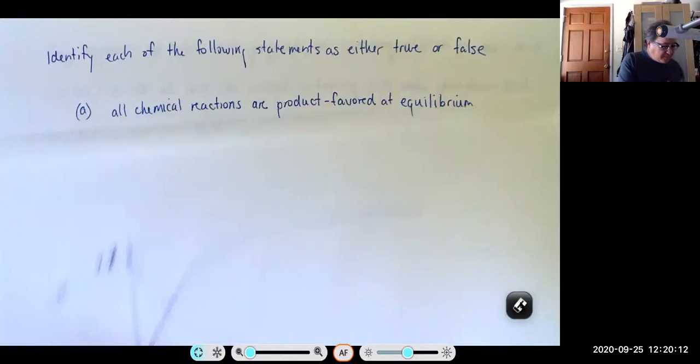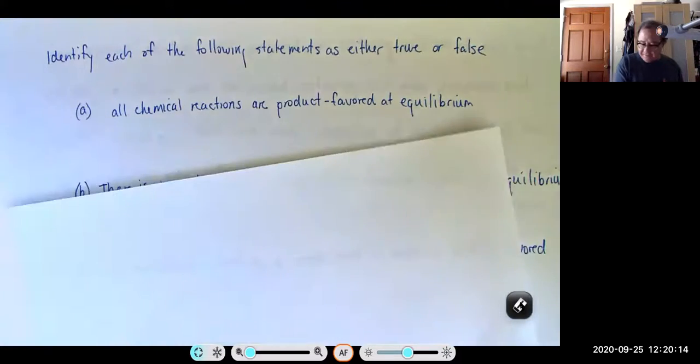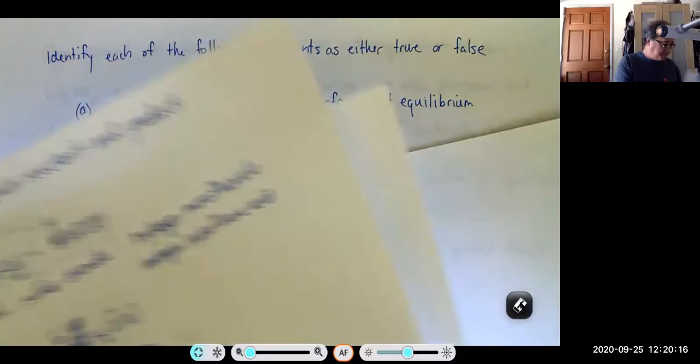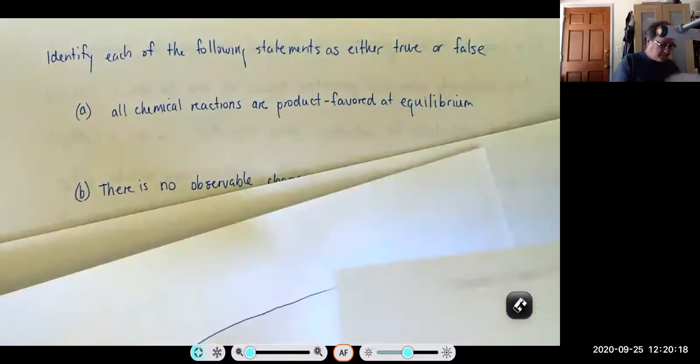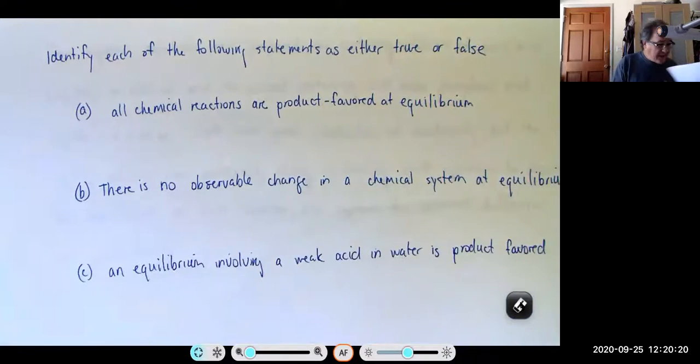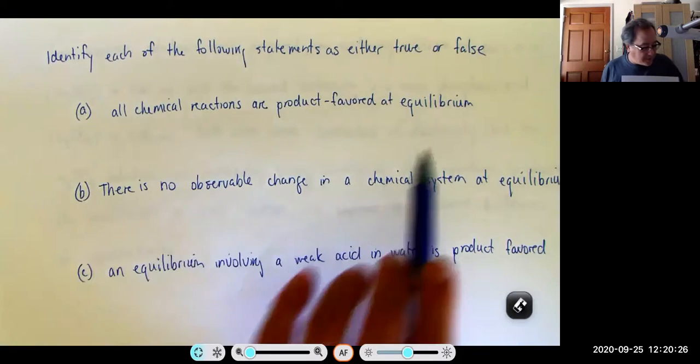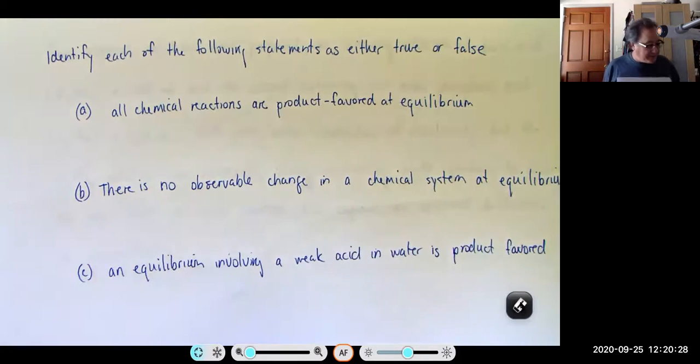Okay, the next question is about equilibrium. Let's see. Identify each of the following statements as either true or false. You can see that the word equilibrium is in each of these statements. So let's take a look at equilibrium very quickly.